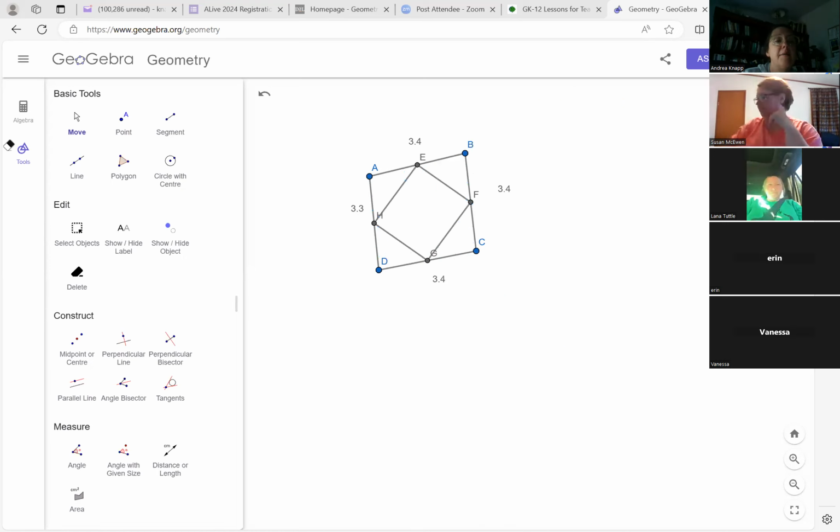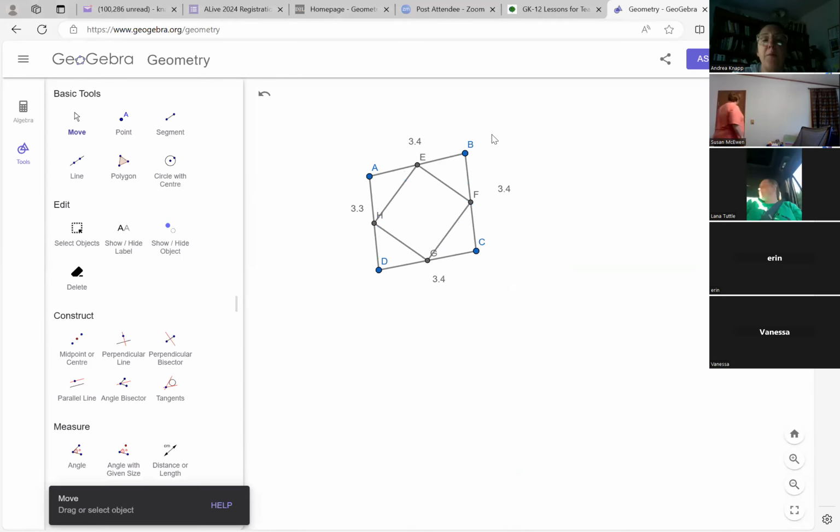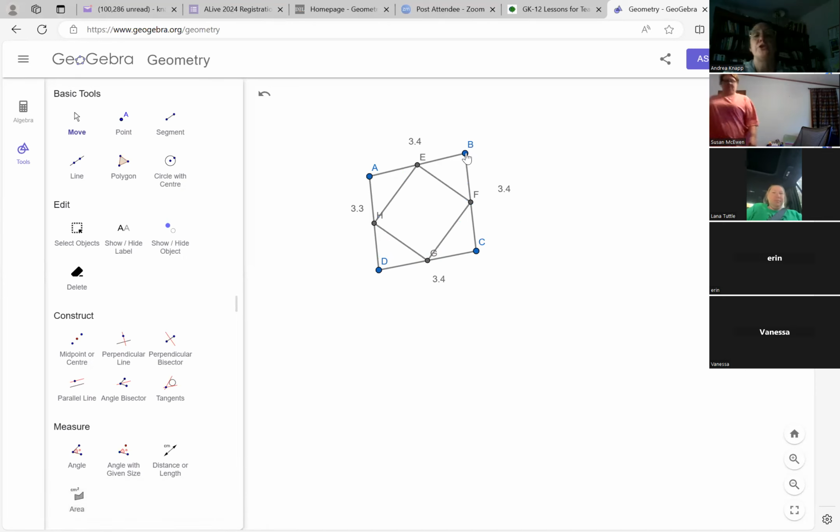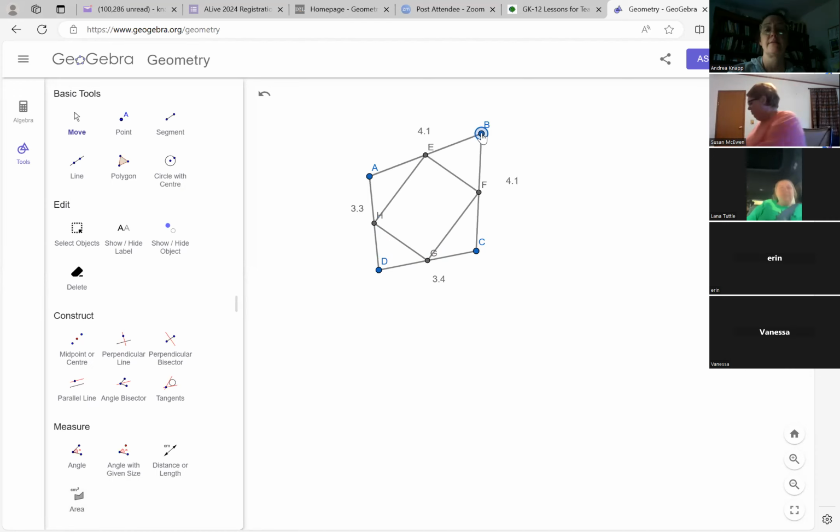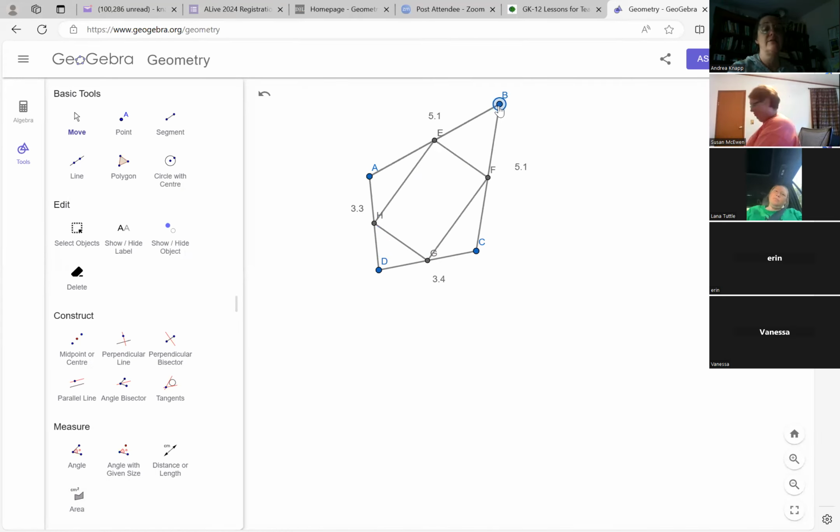And now I'm going to get my move arrow. And to turn this from a rhombus into a kite, with a kite, you have two pairs of consecutive congruent sides. It looks to me like it's staying a rectangle. I agree with you.